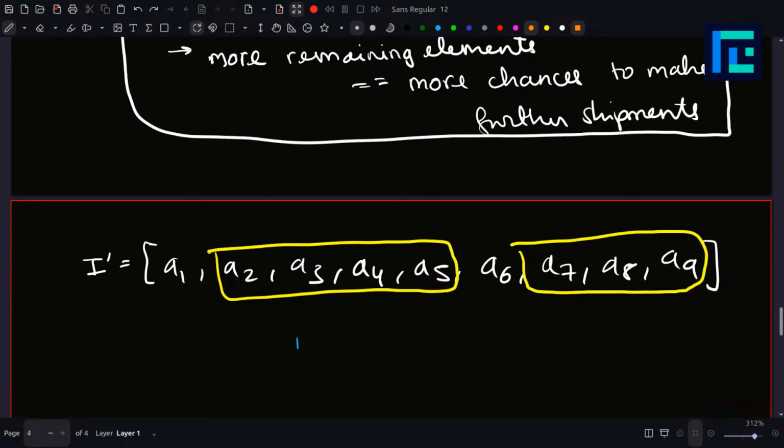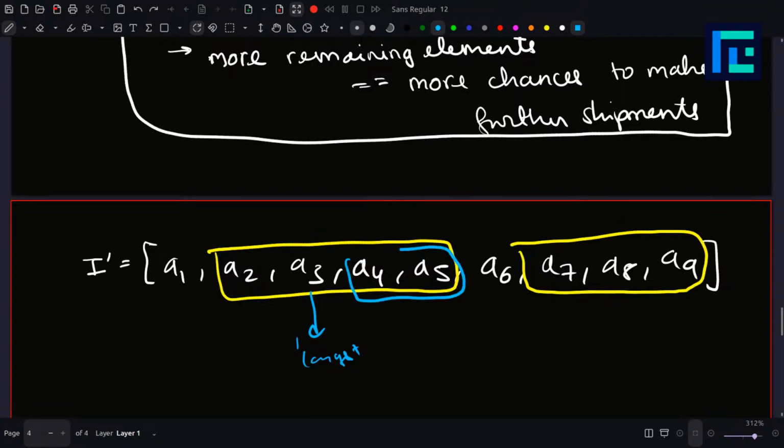Now assume that A3 is the largest, and we'll also assume that A3 is equal to A4, right? In that case, A4 is greater than A5. In that case, our shipment could have been this.